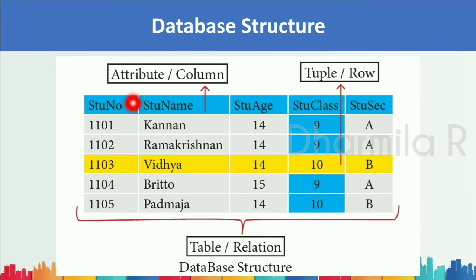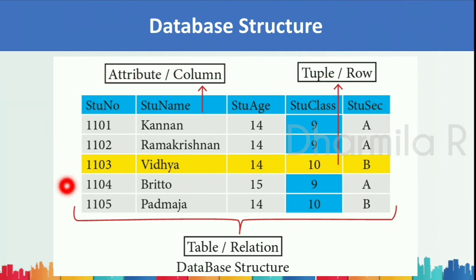So a table is created with rows and columns. Every single column in a table is called an attribute and every single row in a table is called a tuple. So this is the complete structure of a database. And every single row will specify one individual's data. If you look at this particular row, it will be one person's data. And every single column in a table specifies one data type.